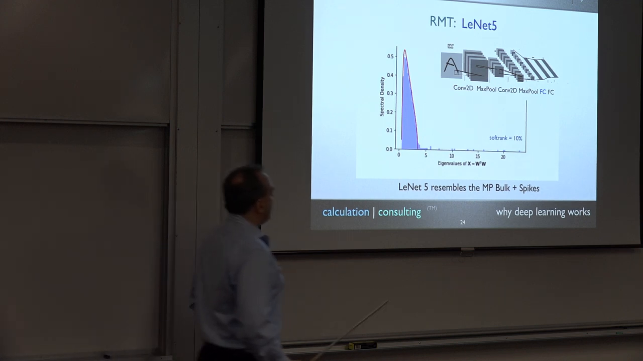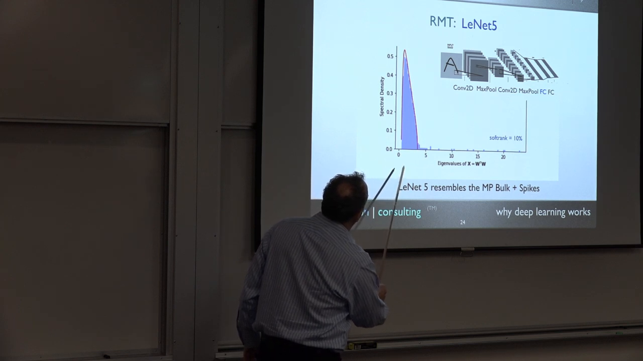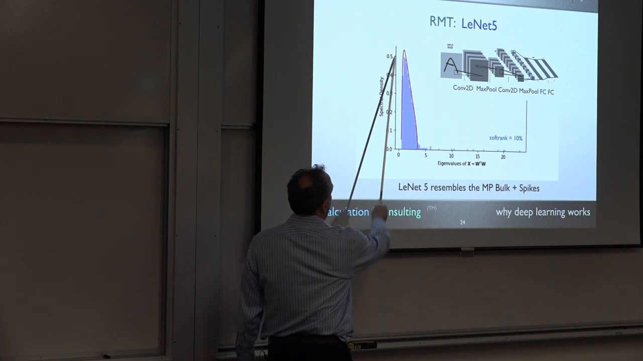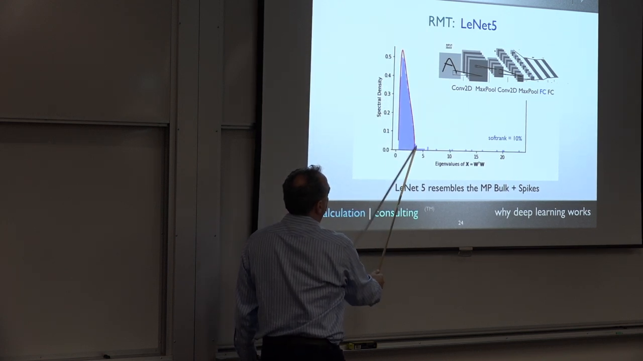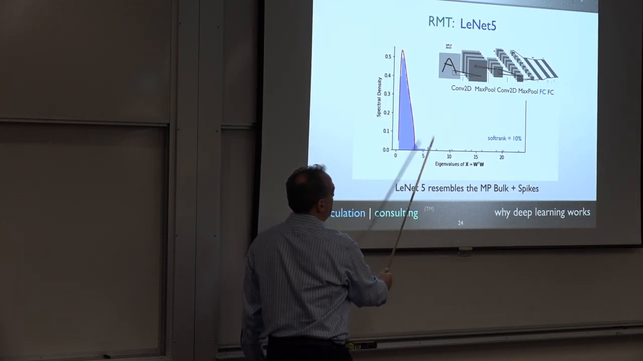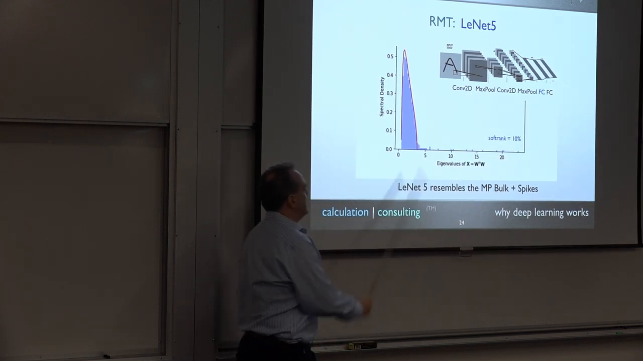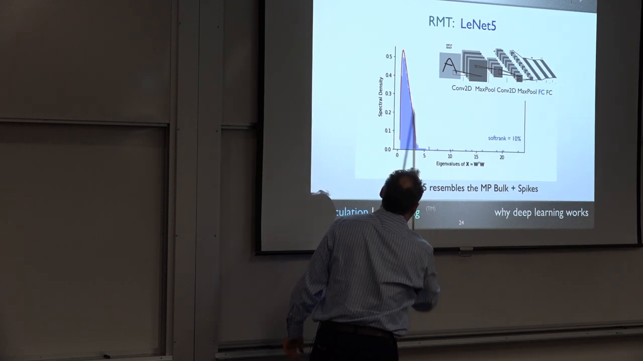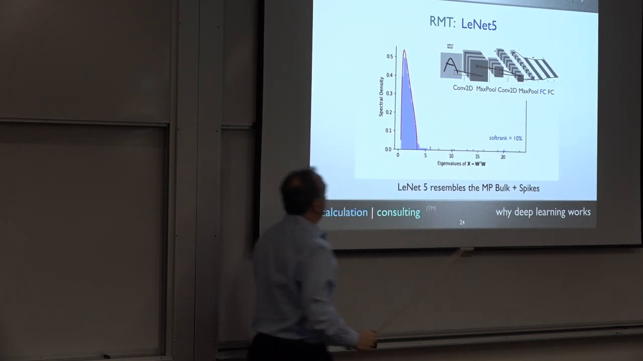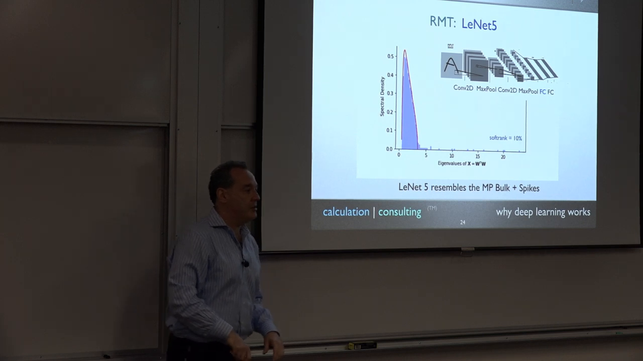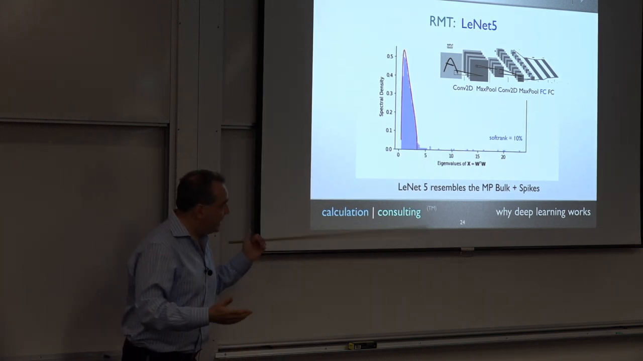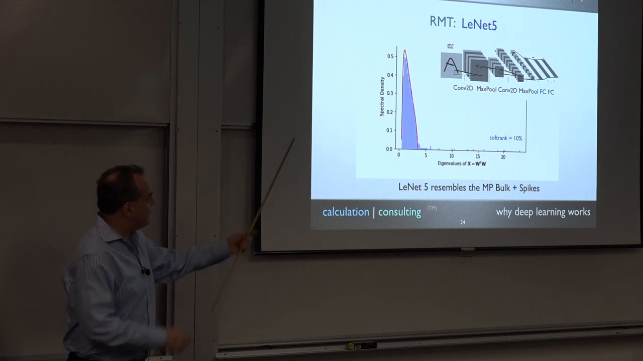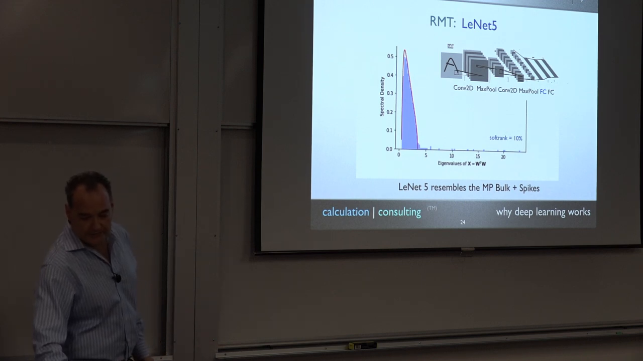In this case, this is LeNet 5. I think this is probably FC1, because the weight matrix looks like it fits very clearly to a Marchenko-Pastur distribution, and you have some spikes, and the maximum eigenvalue is up here around 25 or 30, and it fits very, very well. It's a very good fit to a Marchenko-Pastur distribution. So this is what LeNet 5 looks like. This is a fairly large matrix, and you can see the fit's pretty good, just visually.